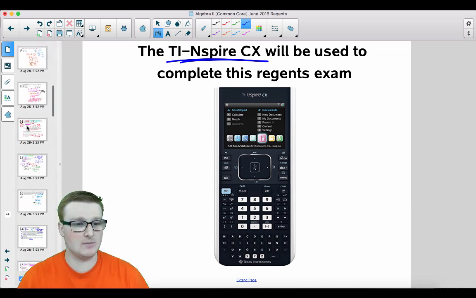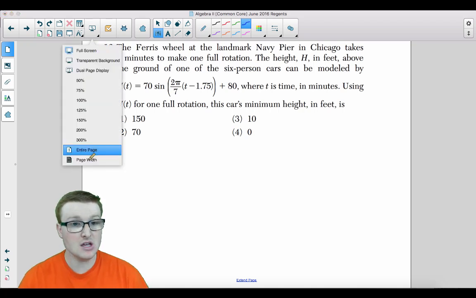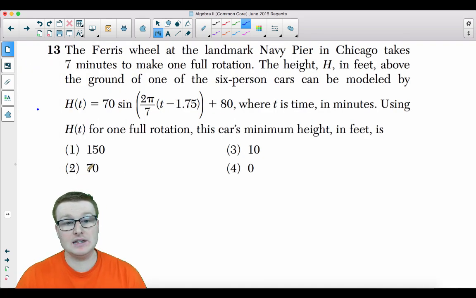Without further ado, let's jump right now to question number 13 of this exam, and we begin with not a challenging question, but a wordy question. 13 says, the Ferris wheel at the landmark Navy Pier in Chicago takes 7 minutes to make one full rotation. The height h in feet above the ground of one of the 6-person cars can be modeled by that function, where t is the time in minutes. Using h of t for one full rotation, this car's minimum height in feet is what?